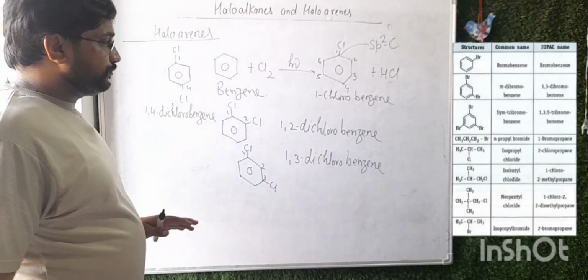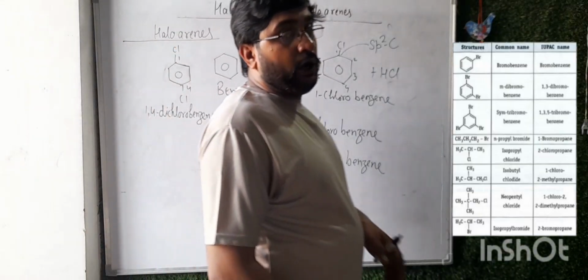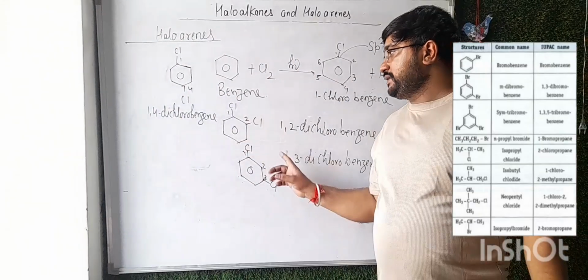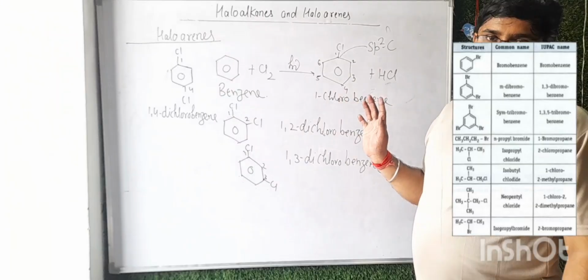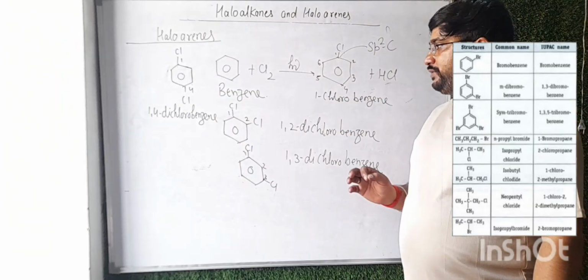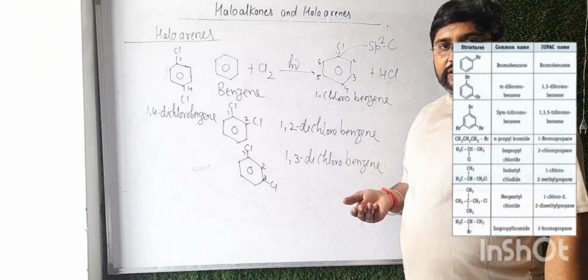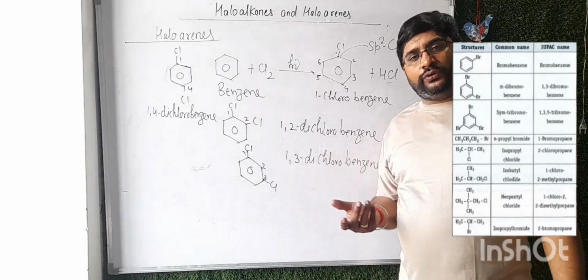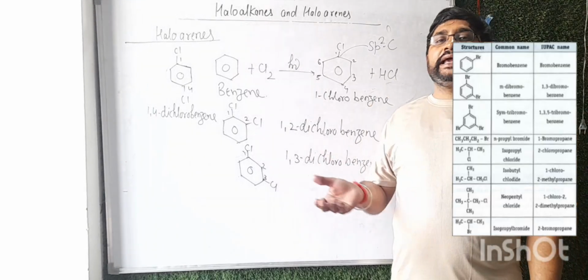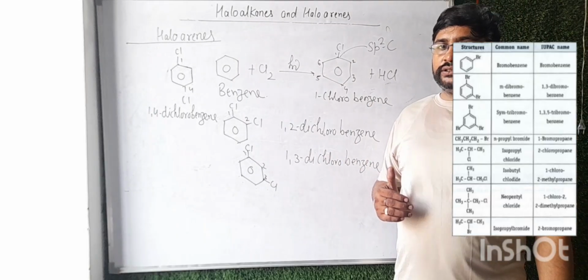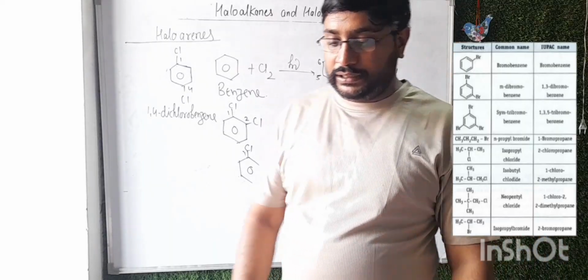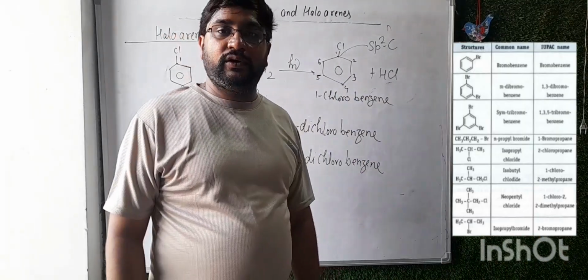So I hope you will understand how to write the IUPAC naming of haloarenes. Clear? So this is enough for this video. For the next class we will understand how you form the haloalkane and haloarene. Is that clear? Okay. So thank you. I hope that you will understand all these points.